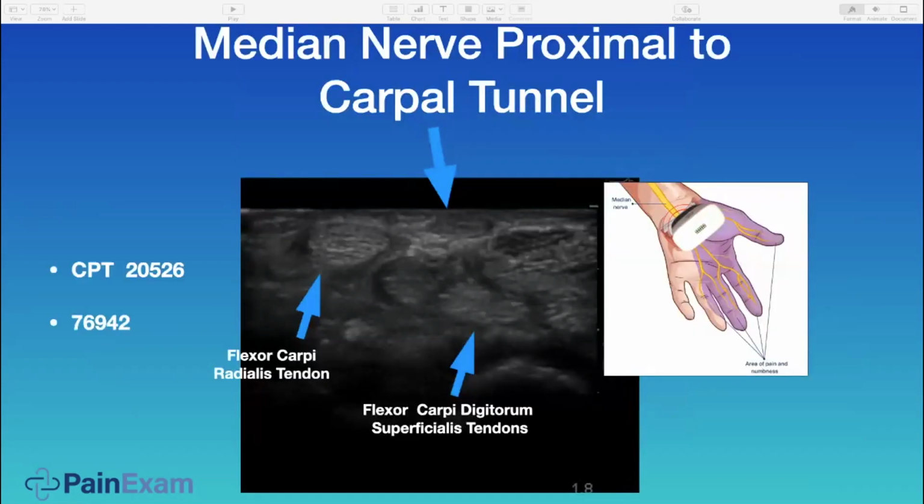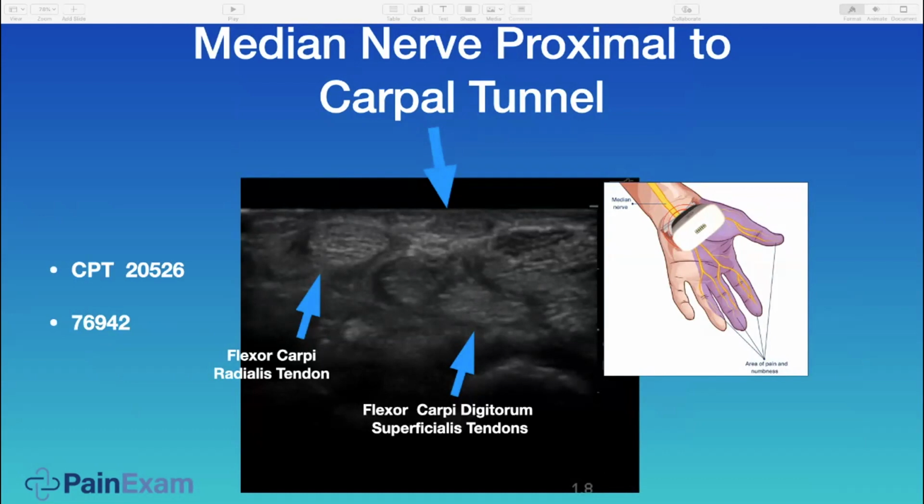The median nerve here is proximal to the carpal tunnel, so you don't really see the tunnel so well, but this is one way you can get the block done. If you get in the perineural space, it will help the patient in most cases. Here you have the flexor carpi radialis tendon, the flexor digitorum superficialis tendons.